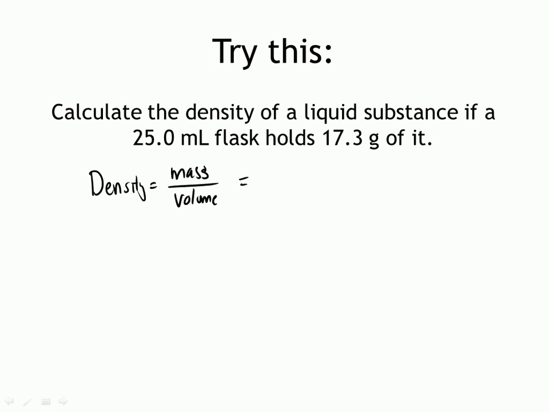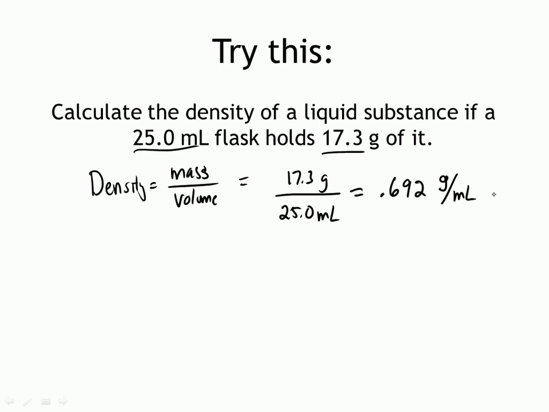All right, so the mass is given, 17.3 grams. Mass is measured in grams. The volume is given in milliliters, 25.0 milliliters. Use your calculator. 17.3 divided by 25.0, you get 0.692 and the units are grams per milliliter. Milliliters is still in the denominator.